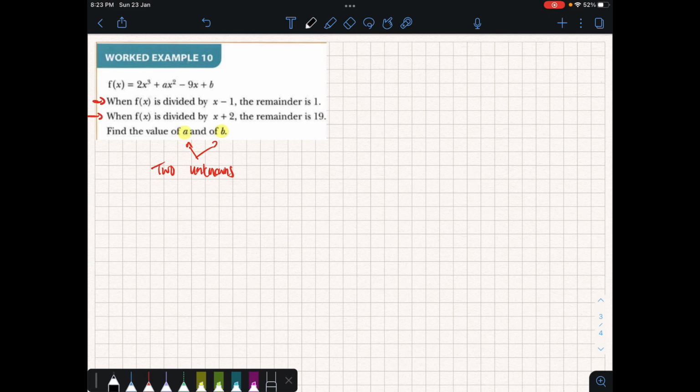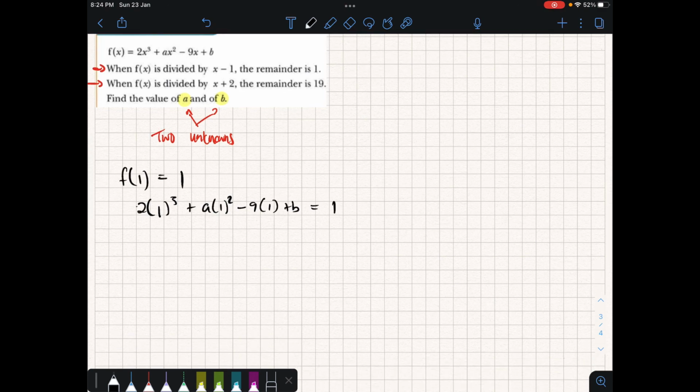So using the remainder theorem, we know that if we divide the polynomial by x minus 1, we'll get a remainder of 1. That means if we substitute in 1 into our equation, we should get a value of 1. So we get 2 times 1 cubed plus a times 1 squared minus 9 times 1 plus b, and this should be equal to the remainder, which is 1. Simplifying: 2 plus a minus 9 plus b equals 1. Moving all the numbers over to the other side, a plus b is equal to 8. So there's our first simultaneous equation.